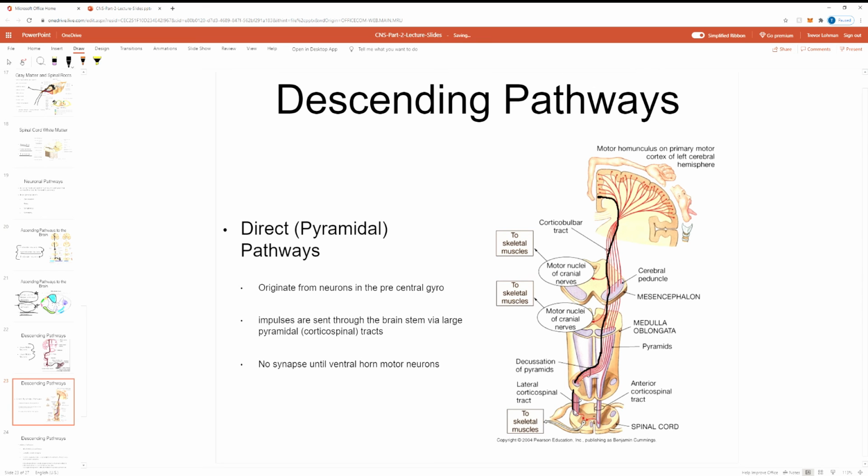And then eventually, if it's going to the arm, it will synapse at a cervical level. If it's going to a leg, it will synapse on the lumbar level, but it eventually synapses on a lower motor neuron. That lower motor neuron makes its way out the ventral root to a skeletal muscle.